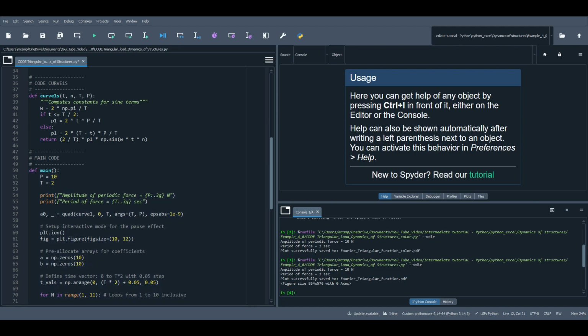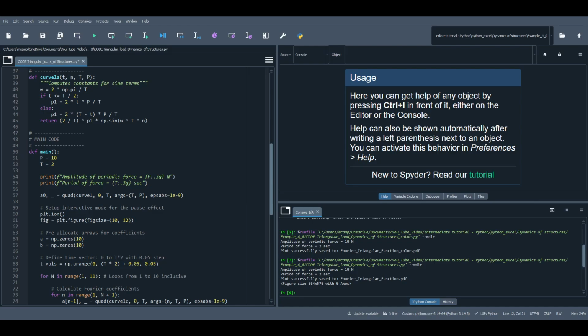In line 60, turn on interactive mode in Matplotlib, so the plot updates dynamically without freezing the code. Fig equal plot, create a figure window that is 10 inches wide and 12 tall. An equal np.zeros(10), Bn equal np.zeros(10), create 2 arrays filled with 0 to store up to 10 An and Bn coefficients. T value, create an array of time values from 0 to 4, the full period, with a step size of 0.5 seconds.